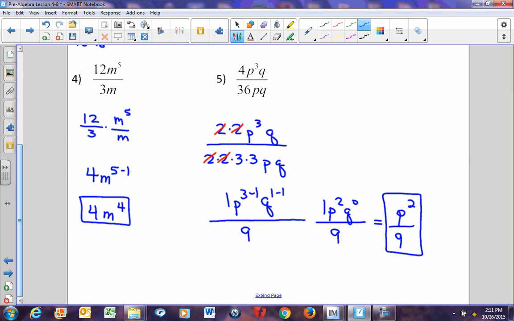Now you could have simply looked at this and said, oh, I know that 4 goes into 36 9 times the very first step and done it that way too. I just was showing an alternate way of doing the same problem.